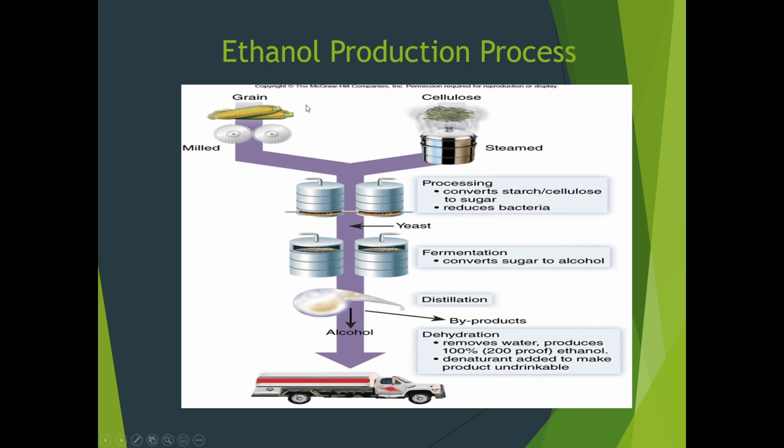It's just the same thing as making it with the fermentation place, except they steam out the sugars. All right, and most of the other ones are grained or milled, when we're going after these sugars. Okay, and it's processed to convert the starch and the cellulose to sugars, and reduces the bacteria. We add a little bit of yeast for the fermentation, and it gets distilled, and it basically becomes alcohol. Dehydrated, it removes water, produces 100% 200 proof ethanol. All right, so you got some strong stuff. That's some white lightning right there. All right, and then we take it and burn it in a little piston, and we're off to the races.